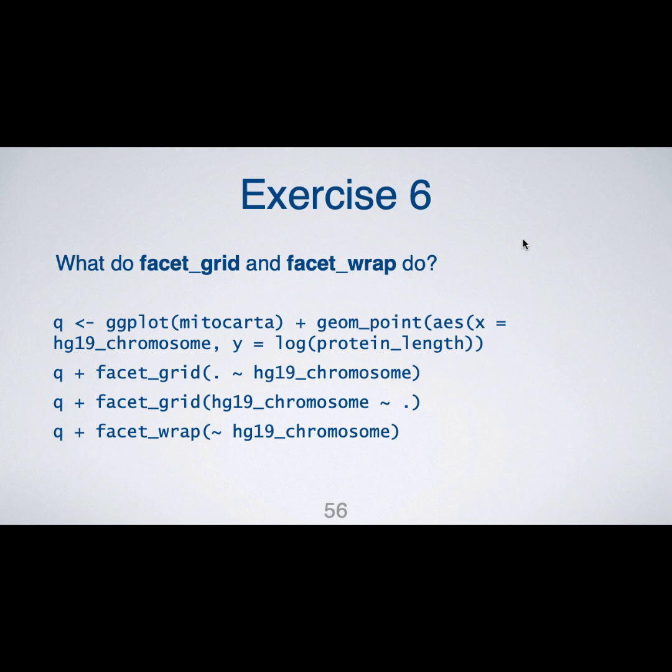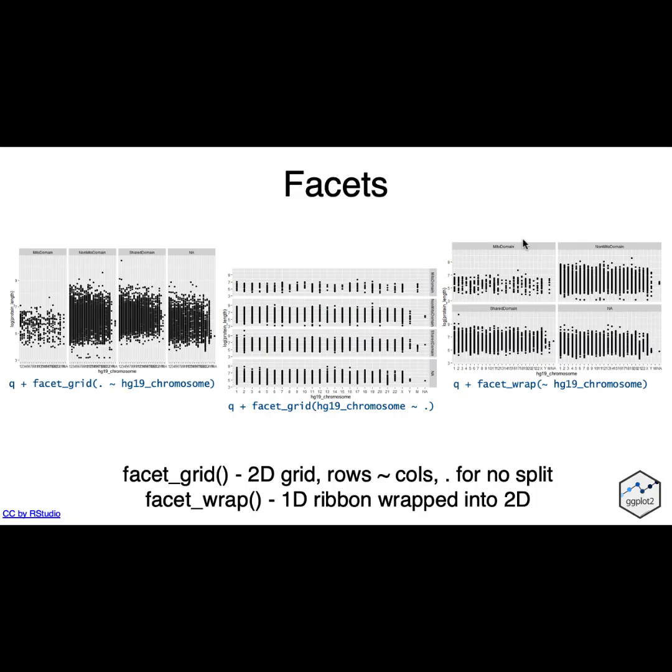Okay, so these are your outputs. So you'll see that your first function, facet grid, period, tilde HG19 chromosome, gives you these columns. If you do facet grid but change the HG19 chromosome to the first position and the period to the end position, you get rows. And if you do facet wrap, just tilde HG19 chromosome, you get a grid style.